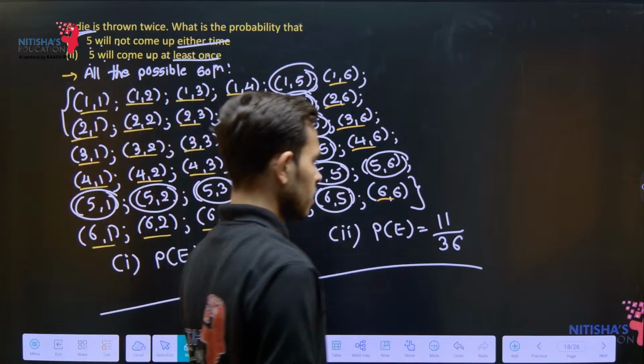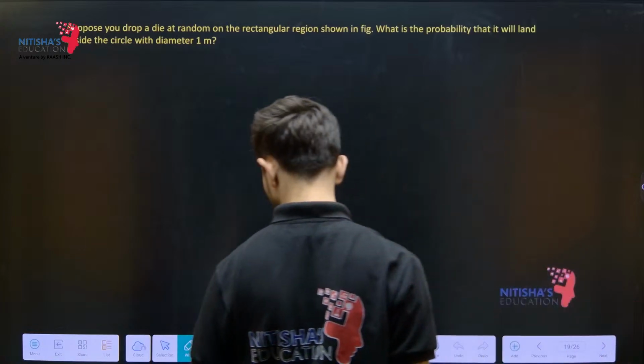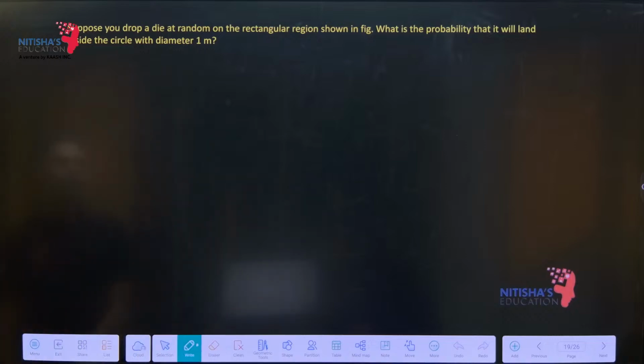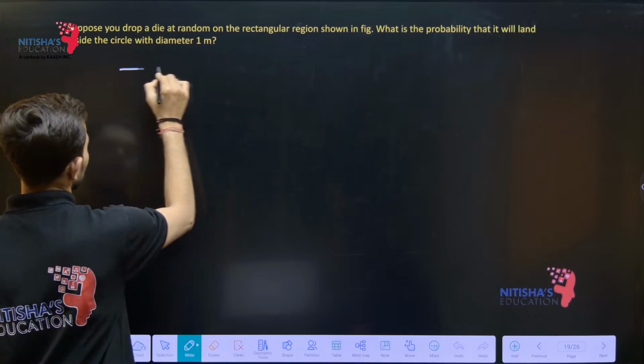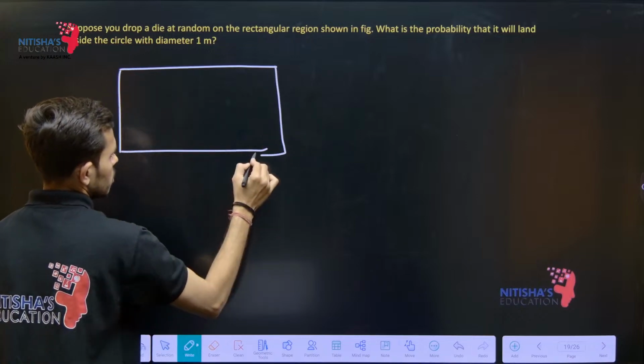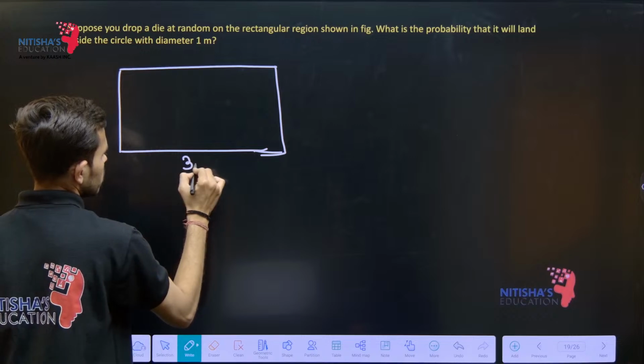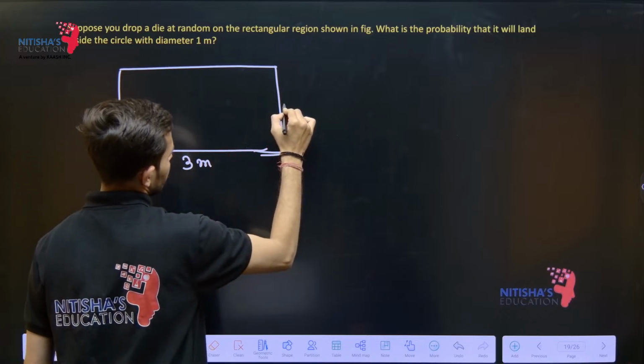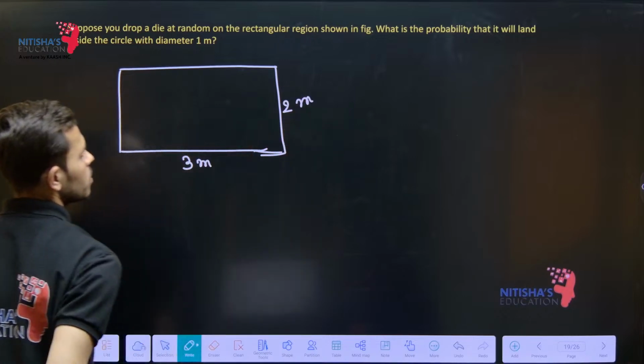ठीक है, लेट्स गो टू द नेक्स्ट क्वेश्चन. चलो हमारे पास है: suppose you drop a die at random on the rectangular region shown in a figure. मैं यहाँ पे फिगर ड्रॉ कर रहा हूँ. हमारे पास एक रेक्टेंगल है जिसकी लेंथ है 3 मीटर और जिसकी ब्रेड्थ है 2 मीटर.